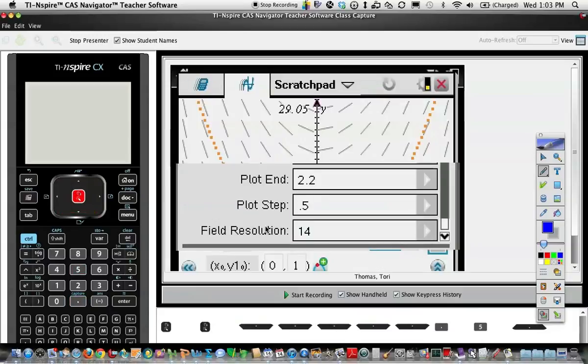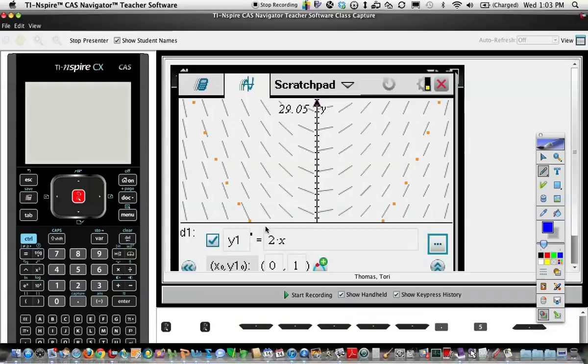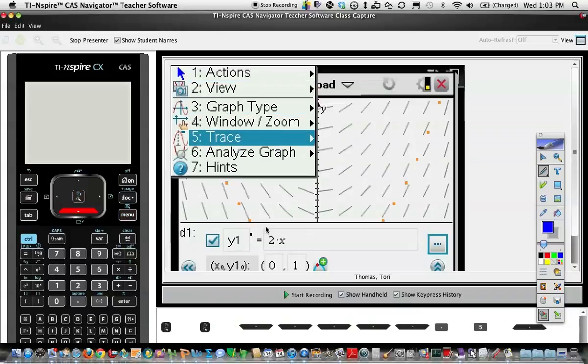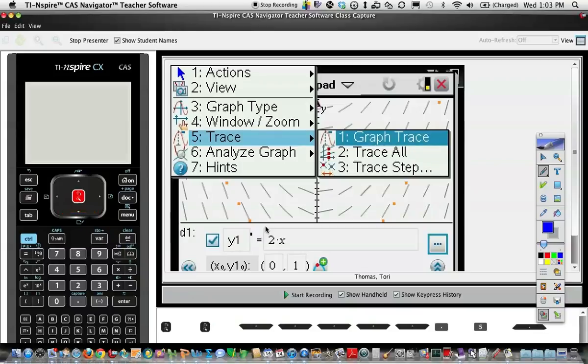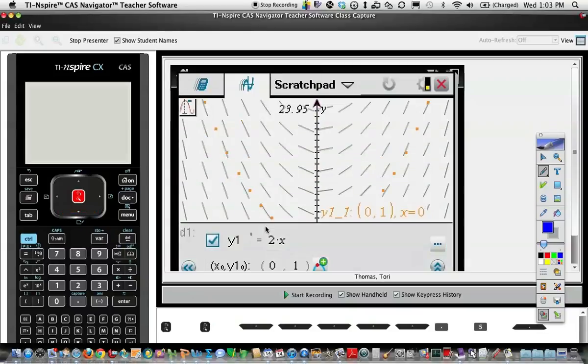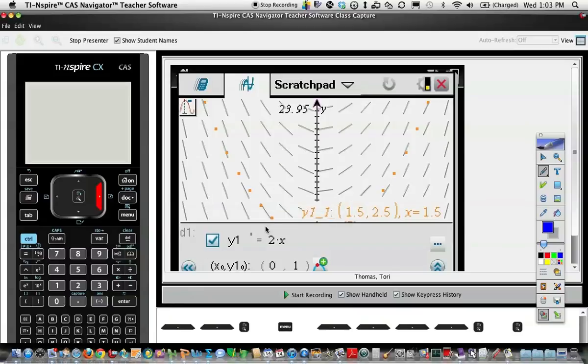Click OK. All right, now let's go to trace. And this is how you're going to find the values, is just by tracing. Now you can also go to the table. Somebody was talking about going to the table. You can do that. But let's trace. And now watch what happens as you trace to the right. You're at 0. Then you're at 0.5. Then you're at 1. And notice you're getting those same values we had in the PowerPoint.